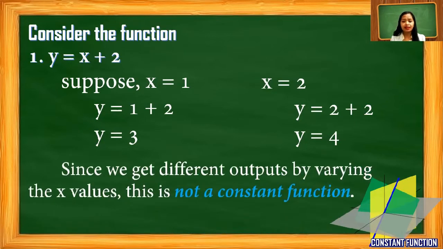And from this example, since we get different outputs by varying the value of x, this is not a constant function. Remember, at this value of x, our value of y is equal to 3. And from this value of x, the value of our y is equal to 4. Therefore, there are different values of y, and that is not a constant function because a constant function has only one value of y from the given.